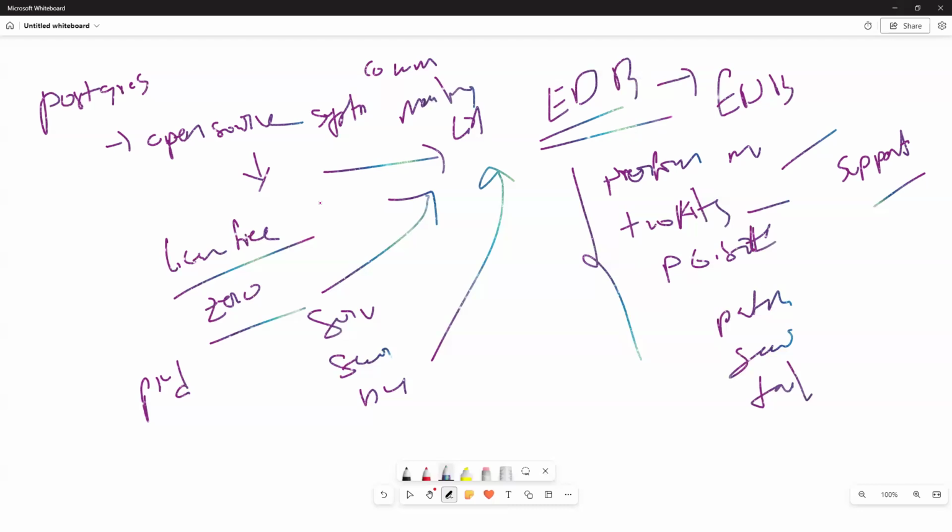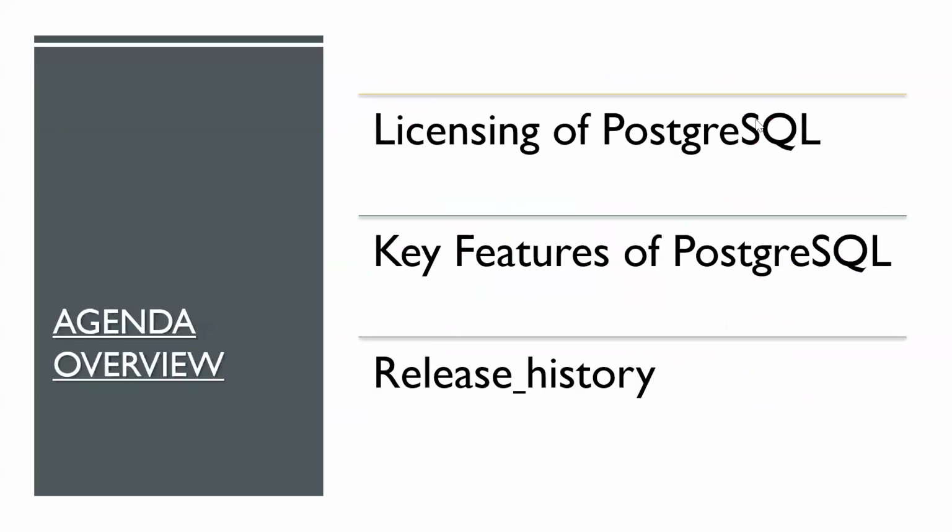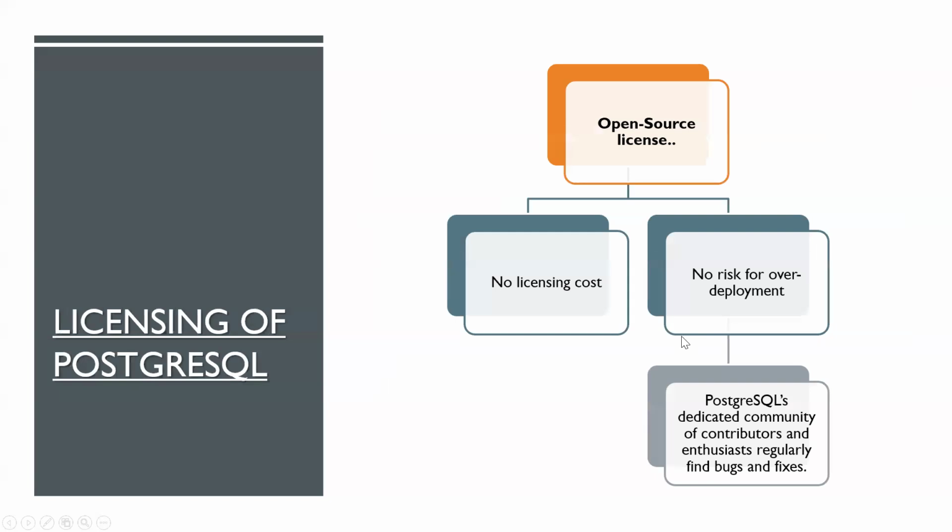Okay, first I wanted to discuss licensing and key features of PostgreSQL and its release history. PostgreSQL is open source. Everyone knows it's open source. There's no license cost and no risk for any deployment. So there is no risk if you go and deploy the PostgreSQL engine.